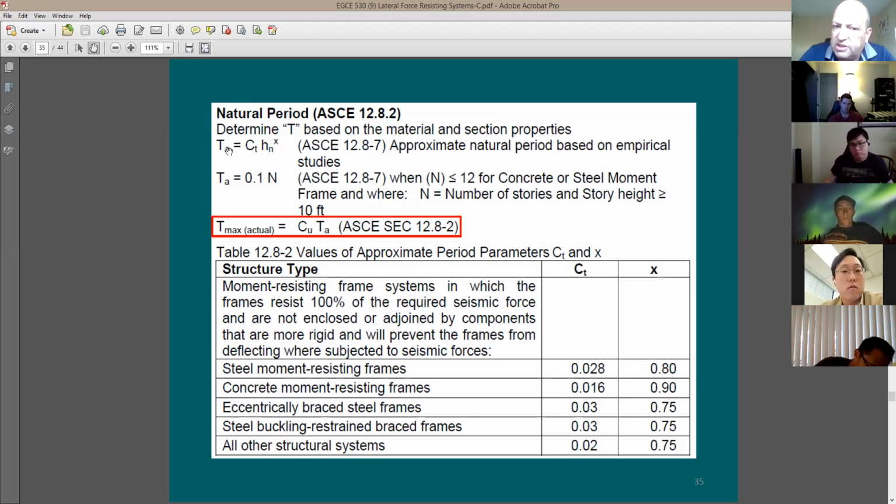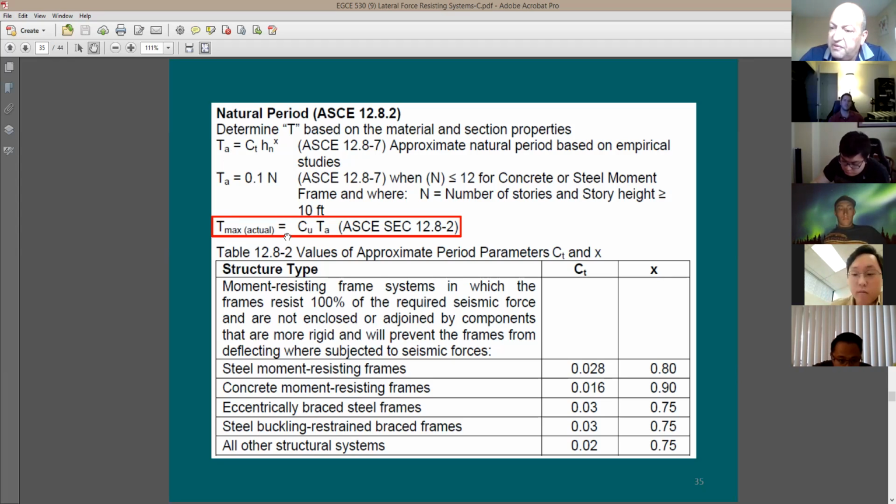For those, I just say go ahead and use this because you don't have the means or methods to determine the accurate natural period. In a case like this, most likely you're going to be using dynamic analysis to find the accurate natural period. And once you have it, you need to compare it with the approximate method. You don't just compare it with T sub A, you compare it with C sub U times T sub A. So the maximum natural period that you're going to be able to use is equal to C sub U times T sub A.